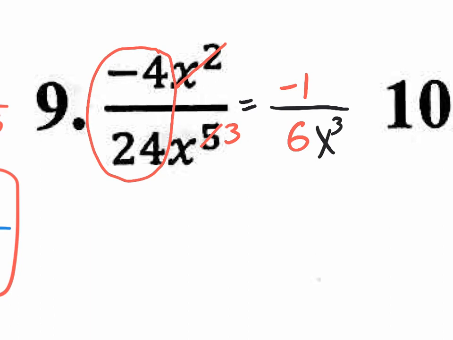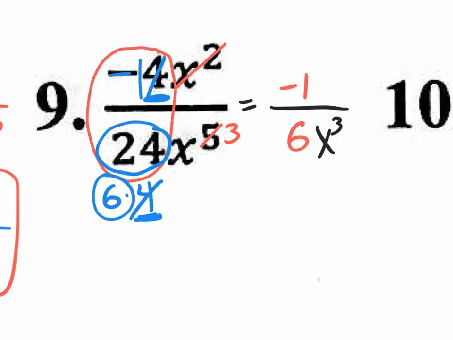Now let me give you an explanation on how to look at this. You could say that 24, you could rewrite that as 6 times 4. And then you could say, oh, I have a 4 down here, I have a 4 up here, the 4's cancel, and you end up with the negative 1 over 6. Does that make sense? You don't have to do that work. I'm just showing you how reducing actually works.